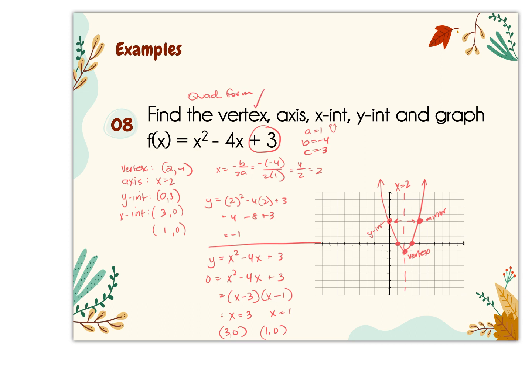My vertex is identified. My axis of symmetry is identified. My x-intercepts are identified. My y-intercepts are identified. And my graph is clearly labeled. And that's a great answer right there.